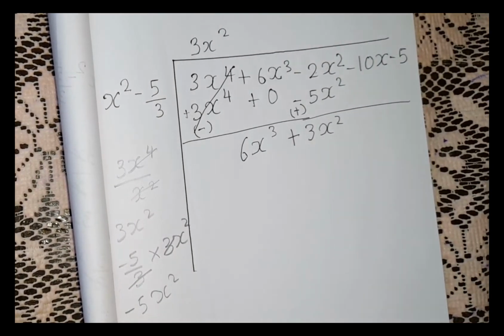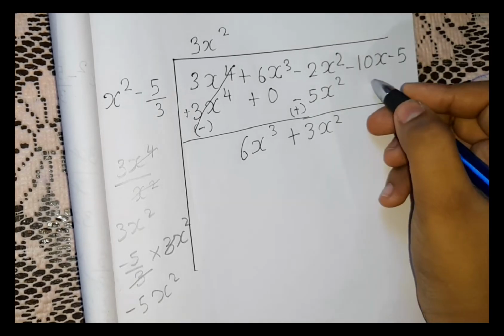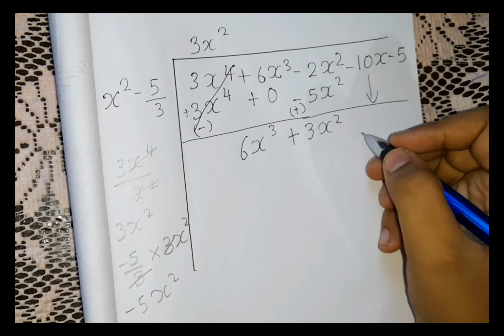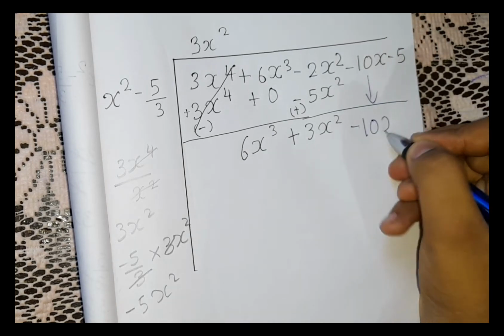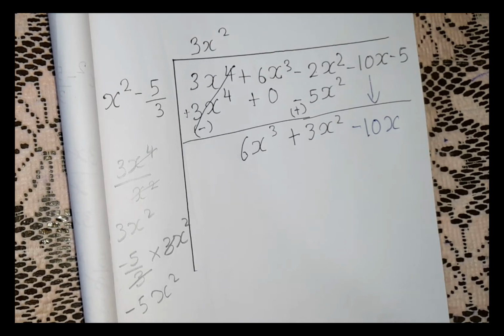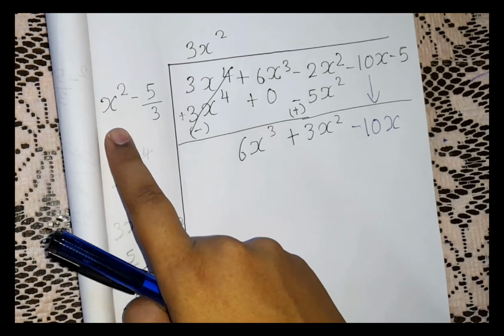So now what we are going to do is take this minus 10x. Let me just write it. I'm going to take this minus 10x down right over here. Okay, so it is minus 10x. Now we are going to take the first term. Here the first term is 6x cube, and here it is x square.